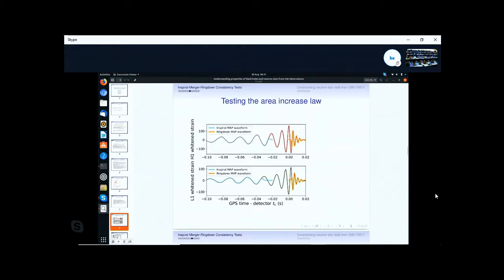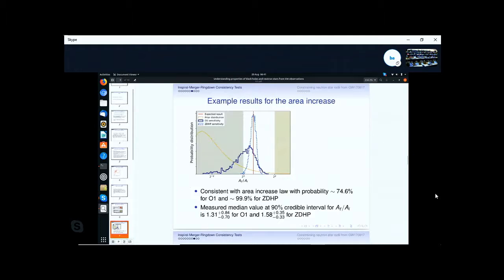You take the orange one, estimate the parameters after the merger, and then you compare, and then you can test the area increase law and also, in fact, all the numerical relativity fits as well. The next slide shows an example of one of these results. Don't focus on numbers, just focus on the plot for the moment.